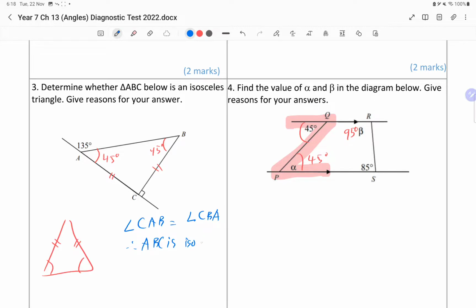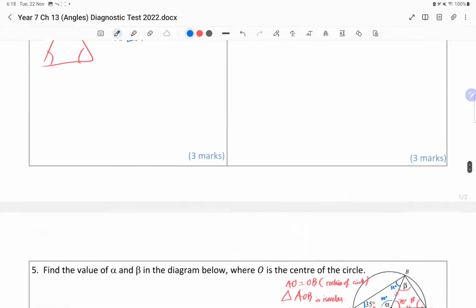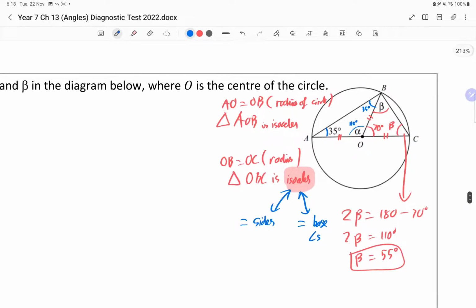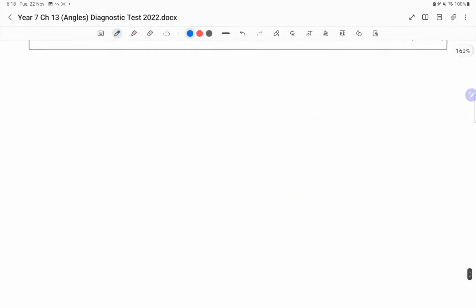Oh, there's another S here, isosceles. Okay, make sense? So therefore, triangle ABC is isosceles. Note that for the isosceles triangle, you need two things: equal sides, equal base angles. To prove isosceles, equal sides, or equal base angles. That's all you need to remember for isosceles triangle. Questions? No questions.